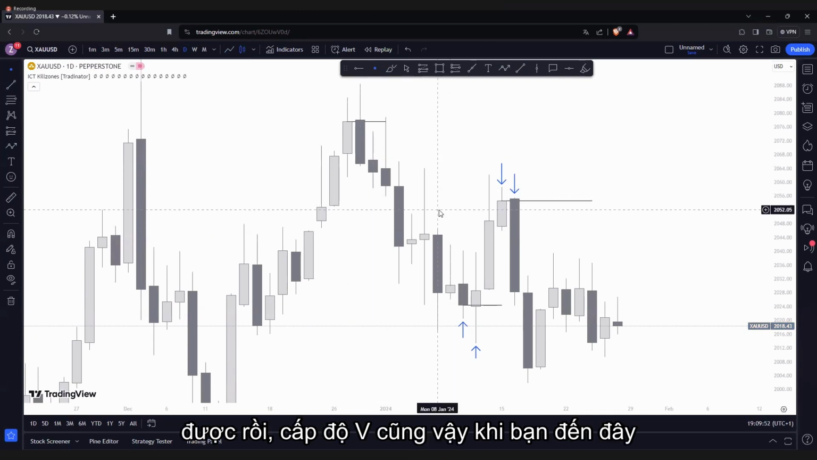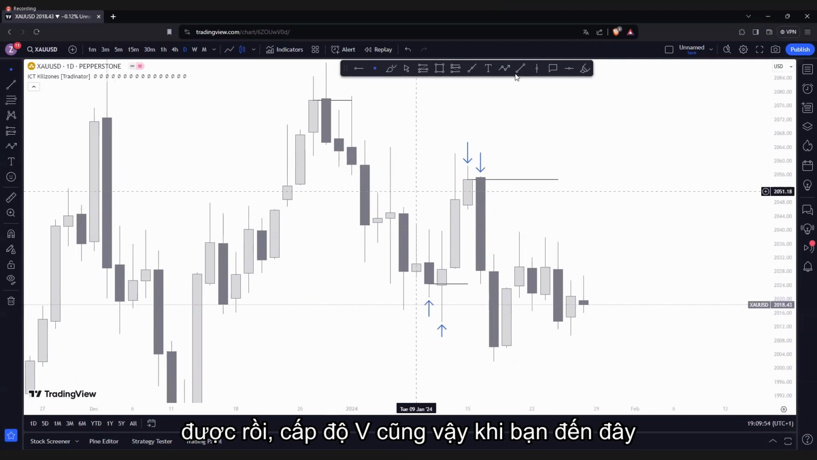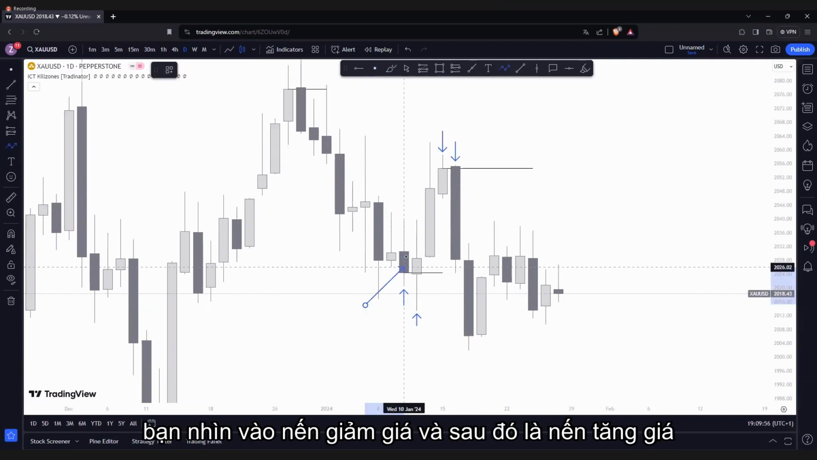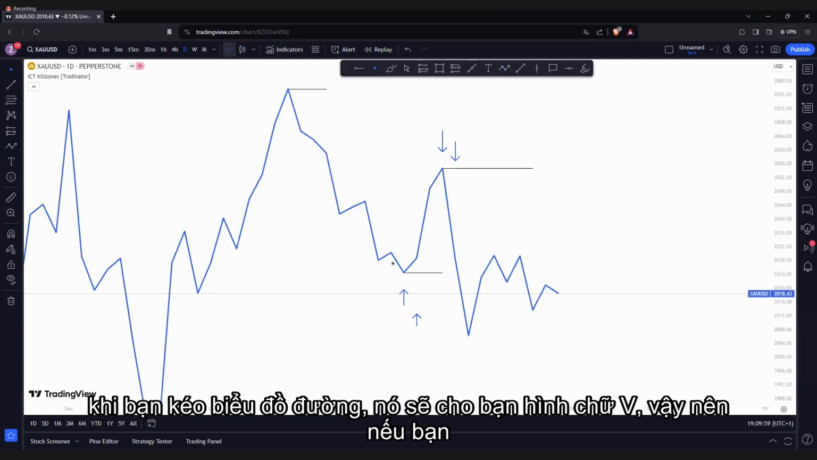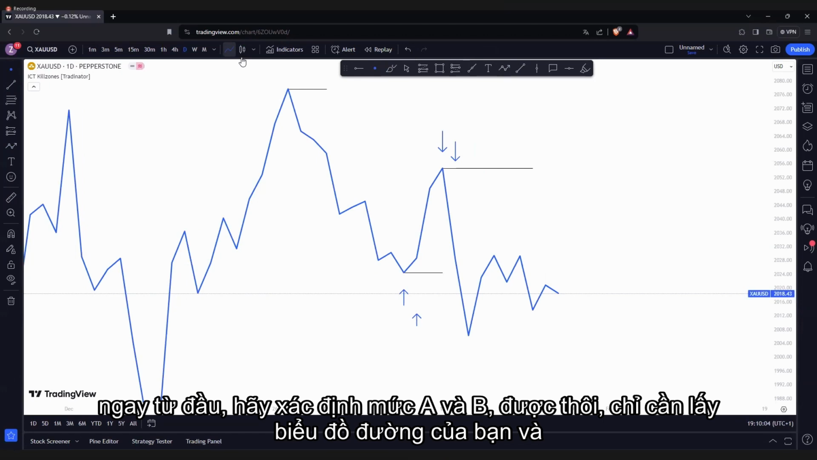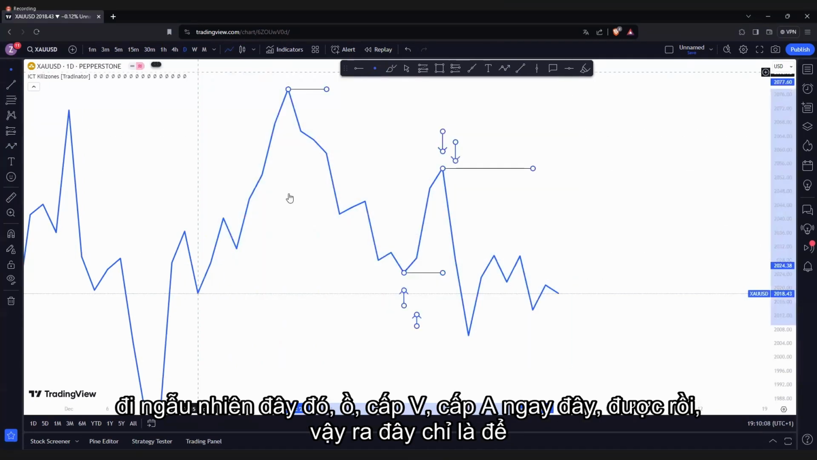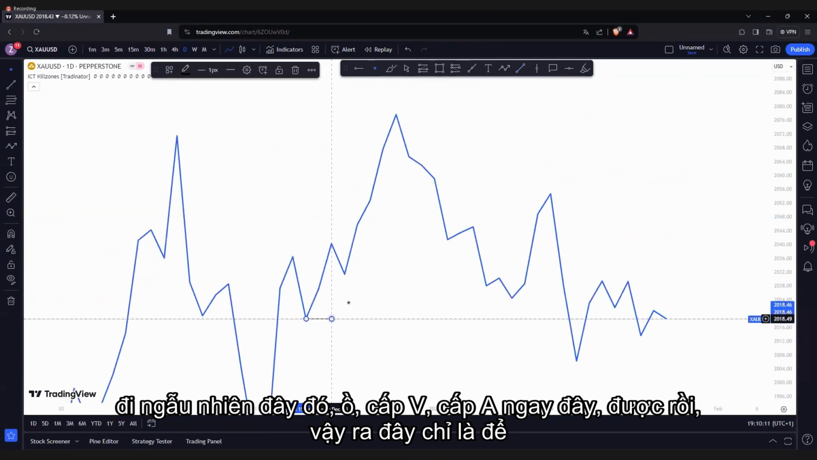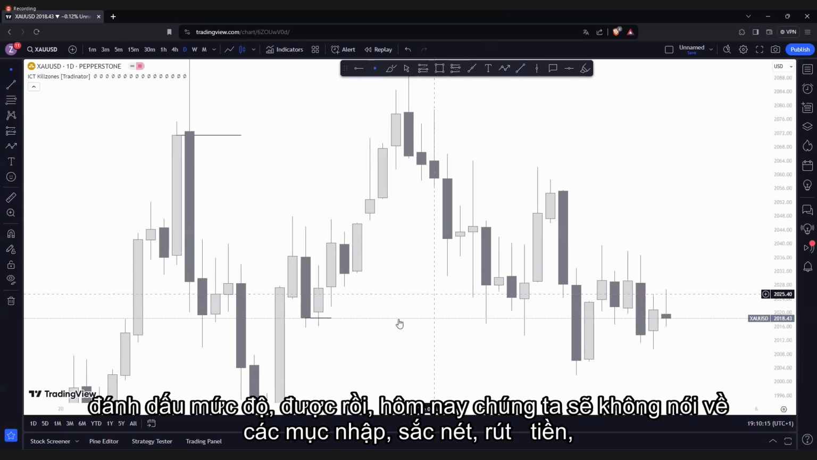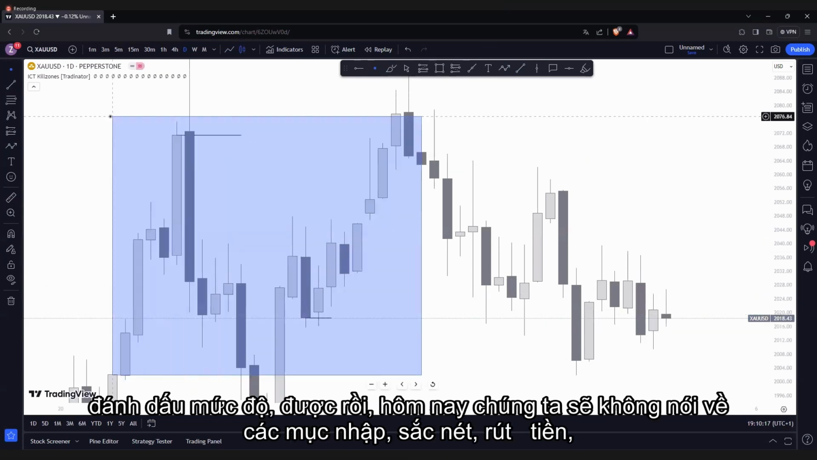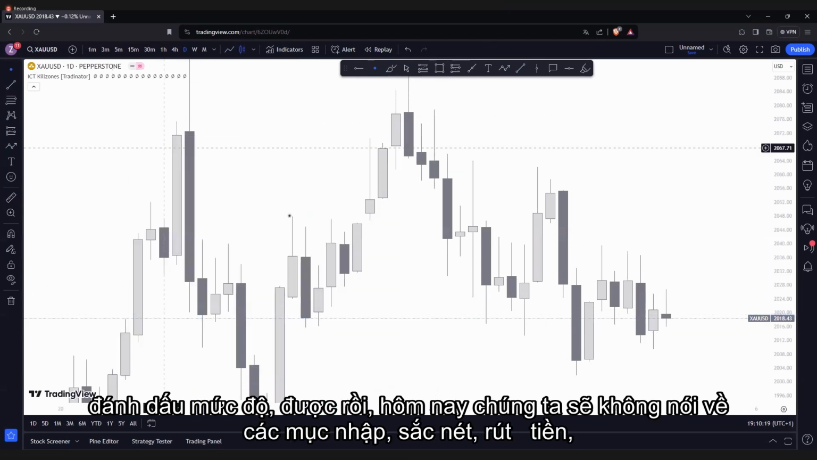Okay, it's the same for the V level. It is when you go here and you look at a bearish candlestick and then a bullish candlestick. When you drag the line chart, it gives you the shape of a V. Okay, so if you're basically struggling in the start to spot the levels, A's and V's, just grab your line chart and go randomly here, and then up, V level, A level right here. Okay, so this is just to mark the level. Okay, we're not going to be talking about entries today, sharp, drawdown, whatever.